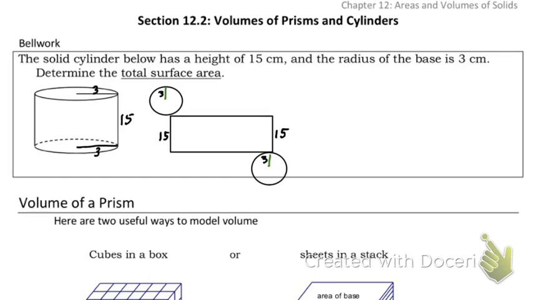All right, let's put together our areas. The area of one of our circles would be pi times radius squared, which would be pi times 3 squared, which equals 9 pi. The area of this circle down here would also be 9 pi. So our two circles would be 9 pi plus 9 pi, which would be 18 pi.